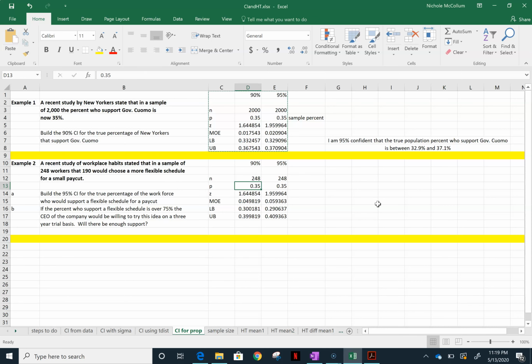Please pause. Please see that P is not just freely given like example 1. P is easily found if you understand what the definition of P is. It's the sample percent. And the sample percent that would vote for Cuomo or support Cuomo is 190 out of 248. A whopping 76%. Same number here, 76%. Awesome. Norm inverse, I'm not changing here. That's actually 90% and 95 still. So that's a cool thing.